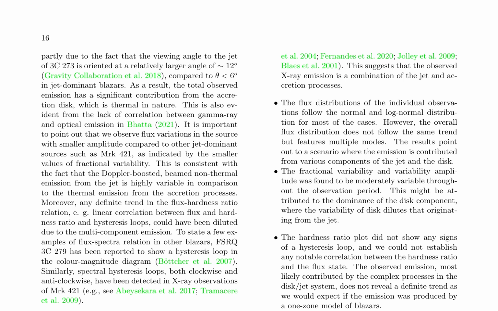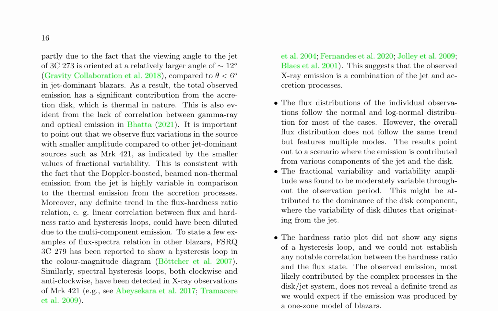The blazar 3C 273 exhibits complex X-ray variability and spectral properties, as revealed by archival data from XMM-Newton. By decomposing the X-ray continuum into jet and accretion disk components, we find that a log-parabolic model accurately describes the continuum.